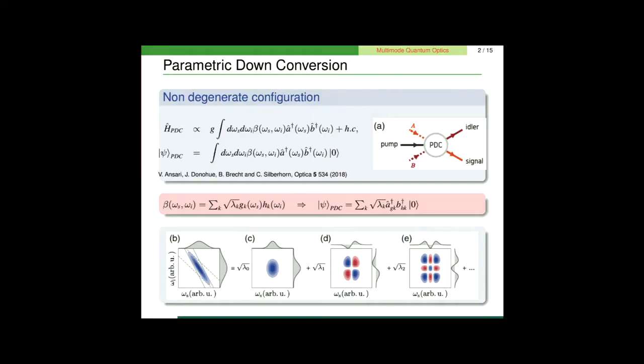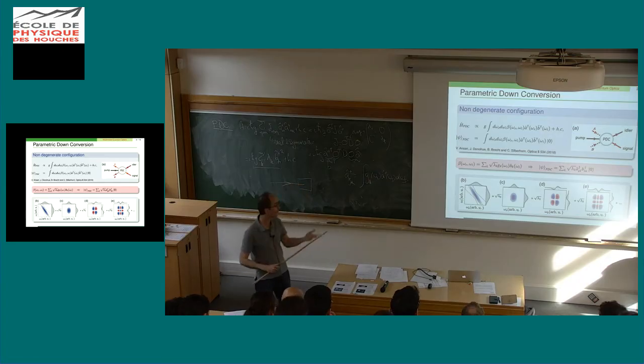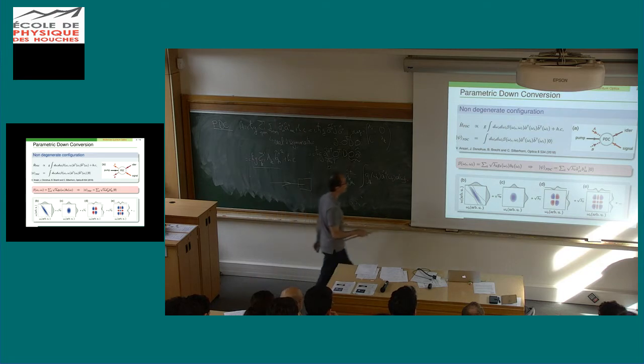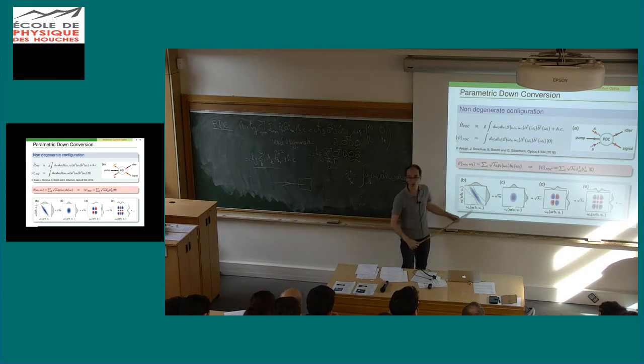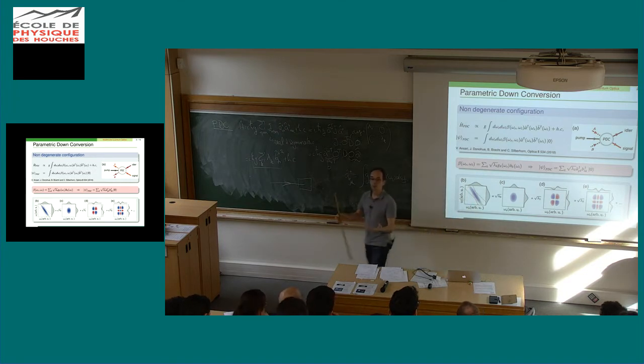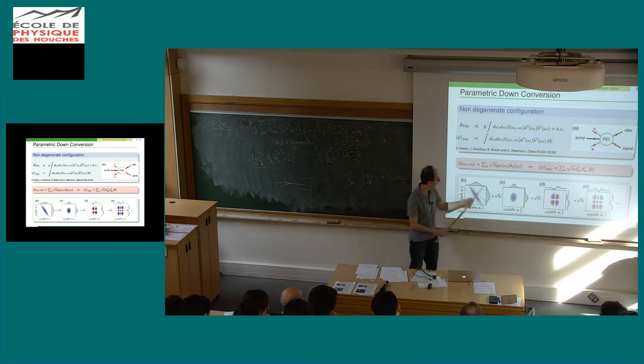If you take still in this article, and then I will stop on this point, but still in this article, they study what happens for a generic phase matching function. So this beta function is this one here. So this is for standard crystal and pulsed operations with not too exotic things. So you have this function here which is not factorized.